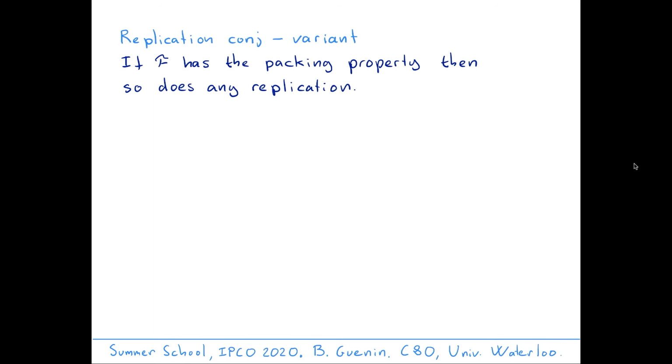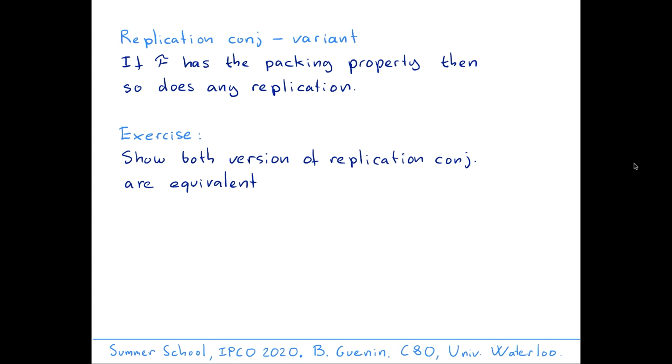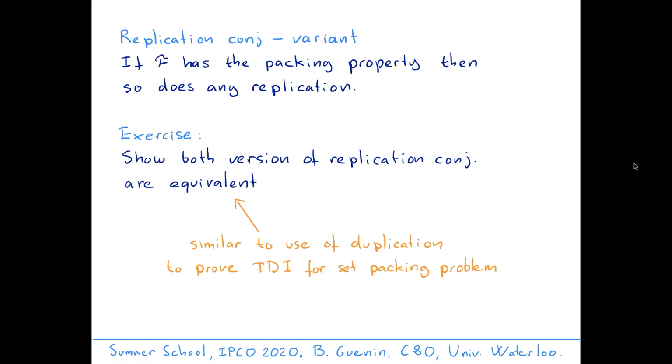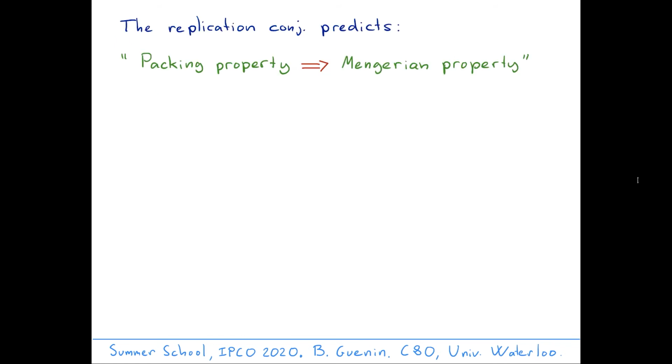And to see how you go from one conjecture to the other, it's very much like the argument that we used when we showed that if you have a perfect graph, then you can construct a TDI system using the duplication lemma. So I'll leave that as an exercise. So the replication conjecture predicts that the packing property implies the Mengerian property.